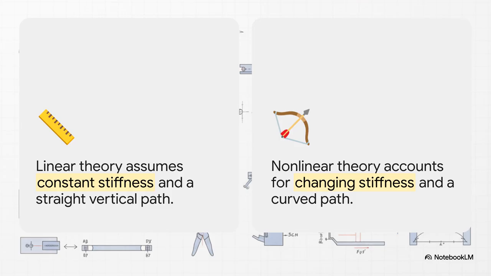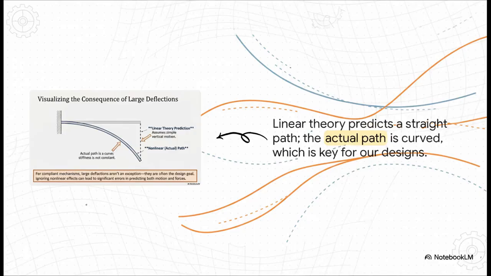But in the real world, when you have large deflections, the stiffness actually changes as the beam bends. It's a phenomenon we call stress stiffening, where it gets harder to bend it the more you bend it. And the tip doesn't go straight down. It follows a curved path. This picture illustrates the consequence perfectly. That dotted line, that's what our simple linear theory predicts. It thinks the beam tip is going to end up way down there.